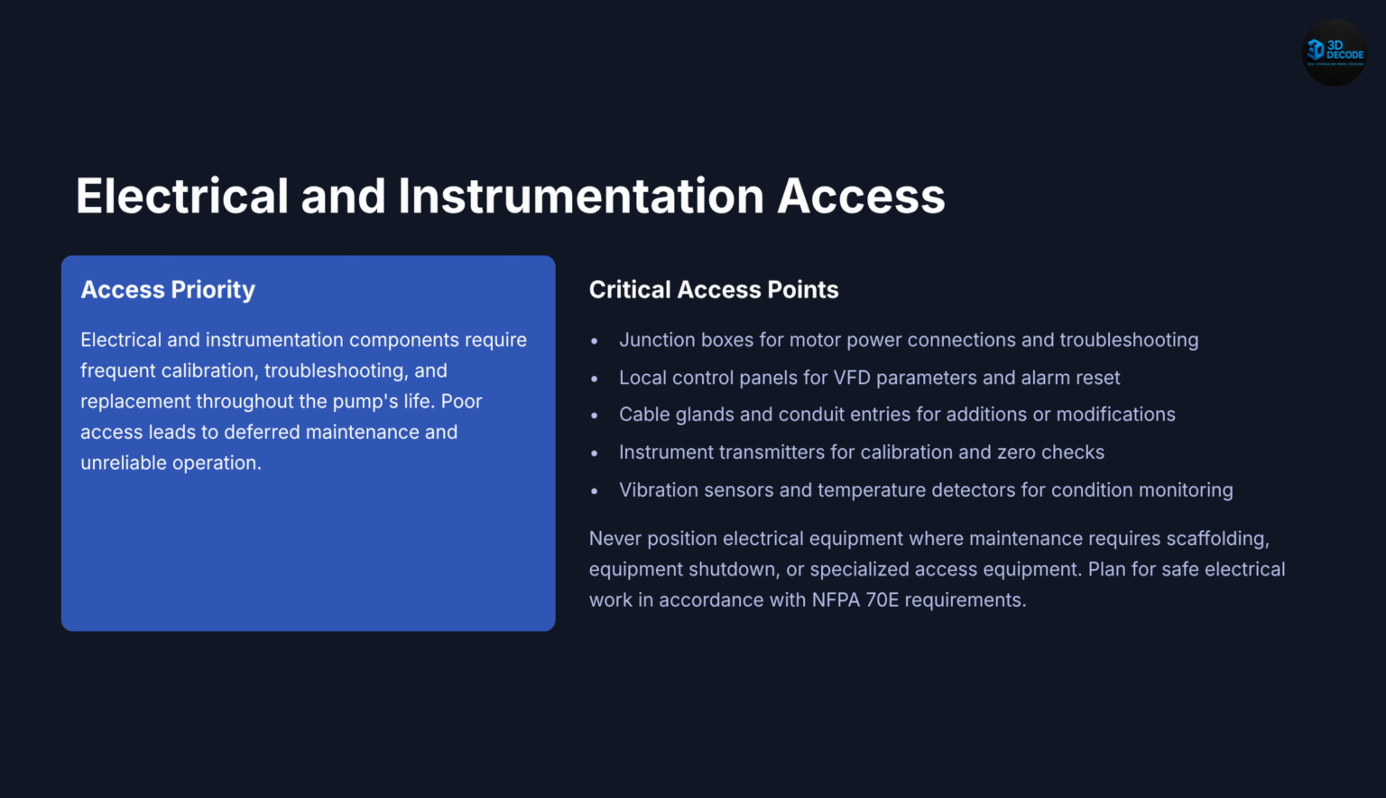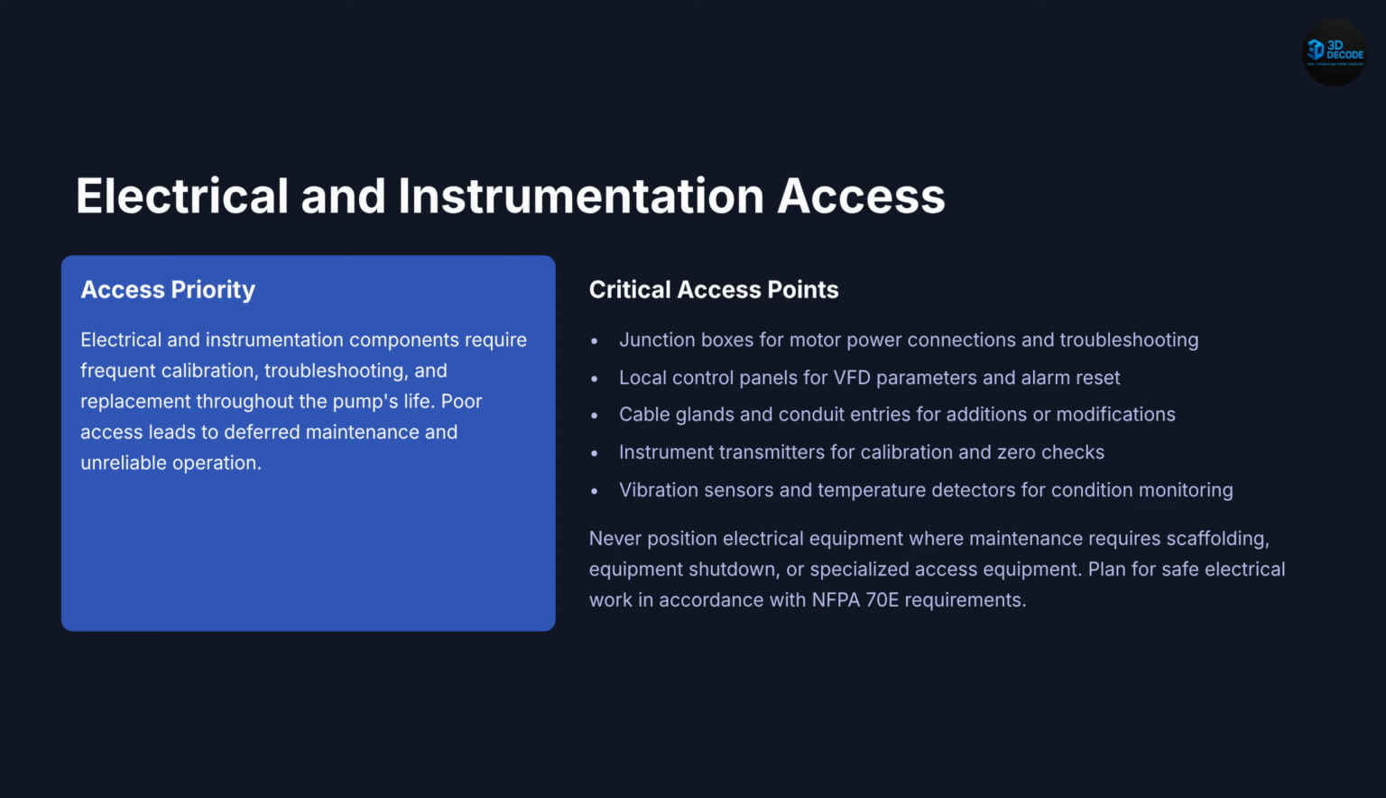Next, electrical and instrumentation access. Now here's something many designers underestimate: electrical and instrumentation access. But this is where operational reliability truly lives, because instruments require constant calibration, inspection, replacement, and troubleshooting. And if access is poor, maintenance gets delayed, or worse, ignored completely. Now imagine this. A vibration sensor fails, but technicians need scaffolding just to access it. What happens? The repair gets postponed, condition monitoring becomes unreliable, and suddenly the plant loses early warning capability.